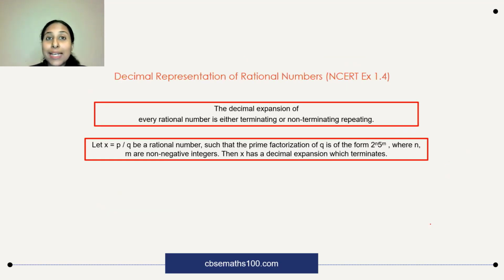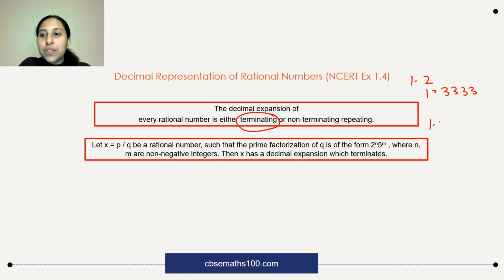The next thing is about decimal representation of rational numbers, which comes in the NCERT in exercise 1.4. Decimal expansion of every rational number is either terminating or it is non-terminating repeating. Very important point. Either the decimal expansion terminates. So you have 1.2, 1.3333. That's it. You're stopping there. So it terminates. This could be a rational number.